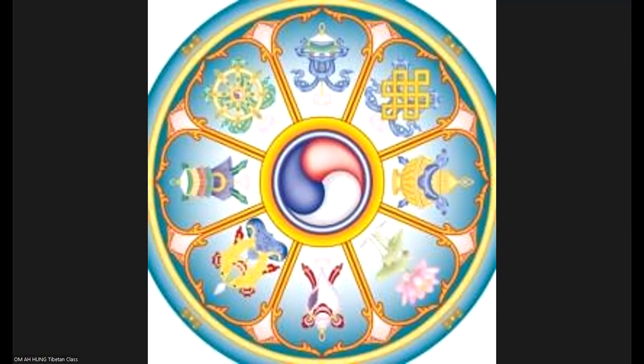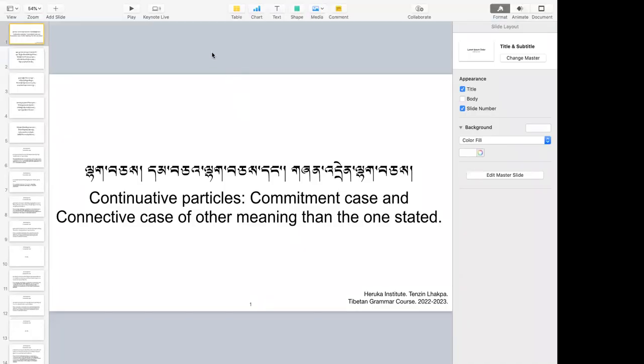So today we're going to discuss the final portion of the continuative particle, which is the remaining usage case. This particular particle doesn't have any inferential cases, so there is no inferential usage case that needs to be mentioned.